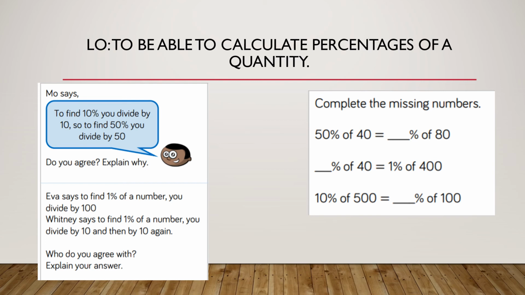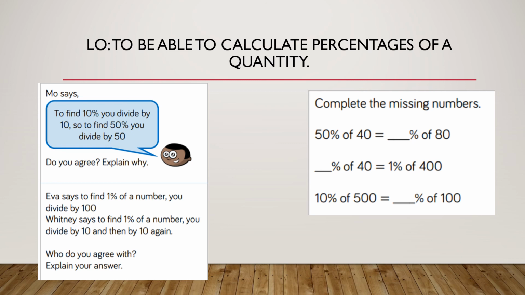Okay. Eva says to find 1% of a number, you divide by 100. Whitney says to find 1% of a number, you divide by 10 and then by 10 again. Who do you agree with? Explain your answer. The easiest way to explain your answer, Year 6, would be to do what Whitney says with a number, to do what Eva says with the same number, and then decide whether you agree or disagree based on your answer or who you agree with.